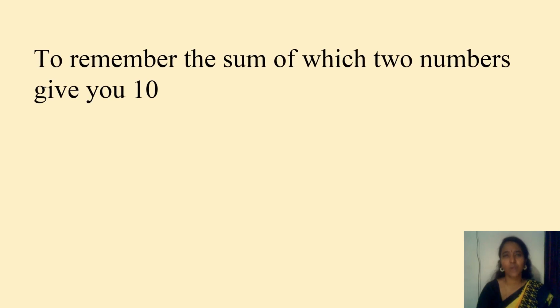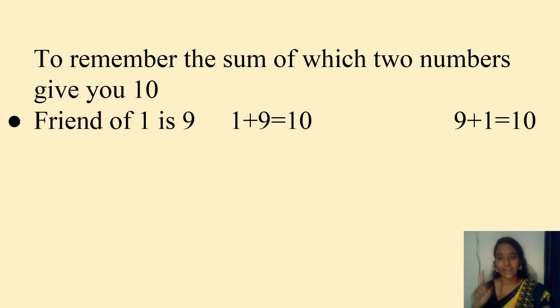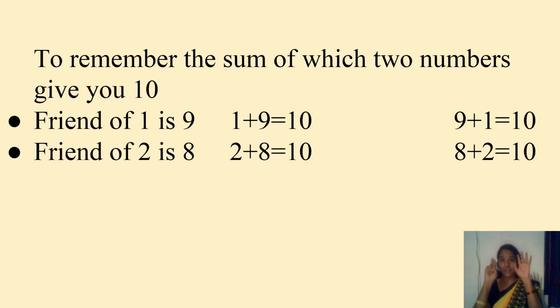In order to remember the sum of which 2 numbers gives you 10, let me give you a small table, okay, and explain you. The friend of 1 is 9. Because when you are opening 1, see how many fingers you are closing? You are closing 9 fingers, right? So the friend of 1 is 9. At the same time, the friend of 9 will be 1 because while you are opening 9 fingers, you are closing 1 finger. In the same way, the friend of 2 will be 8 because while you are opening 2 fingers, you will be closing 8 fingers.